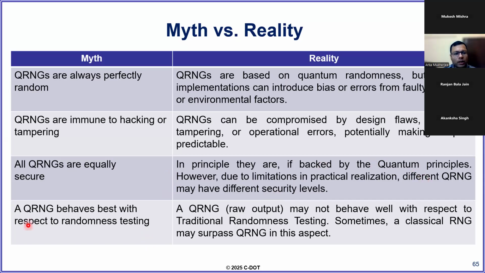And how the QRNG behaves with respect to randomness testing. There are some tests for randomness, but some QRNGs may pass all randomness testing, and some may not. So that is another debate: how to test a QRNG? And sometimes it may happen that if your design is not proper, some classical RNG like a TRNG may also surpass the randomness value of a QRNG. So everything depends on how you design and how you manipulate the quantum phenomena.